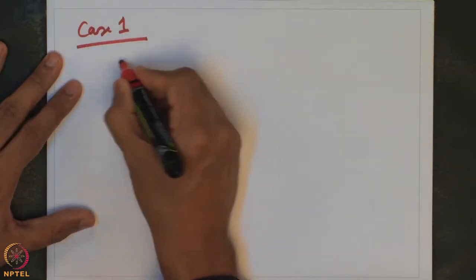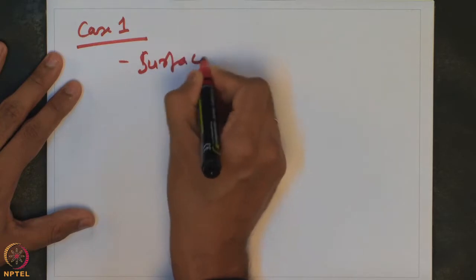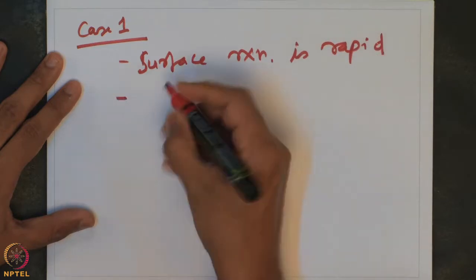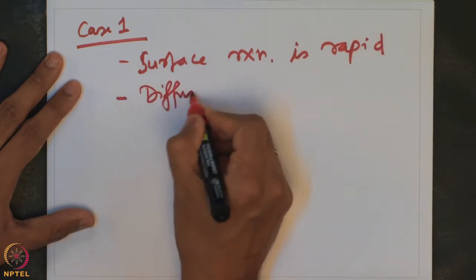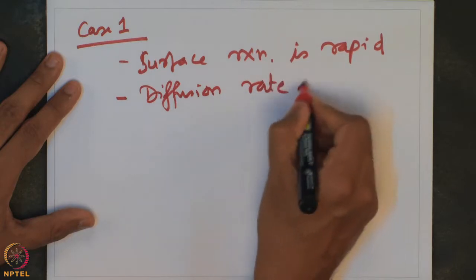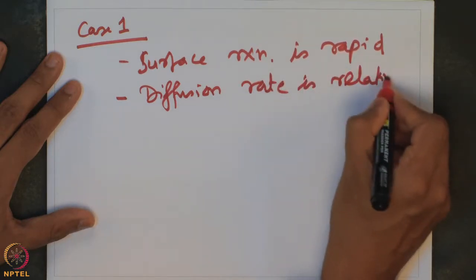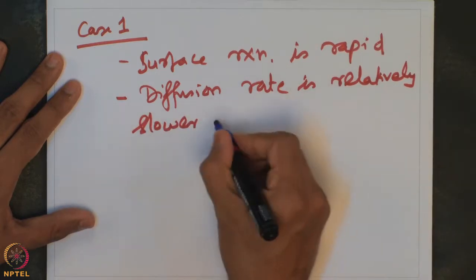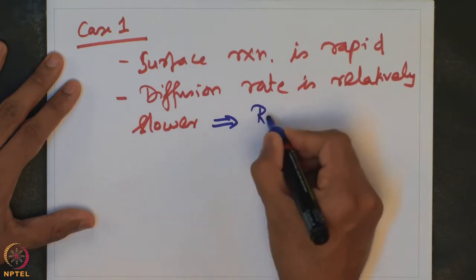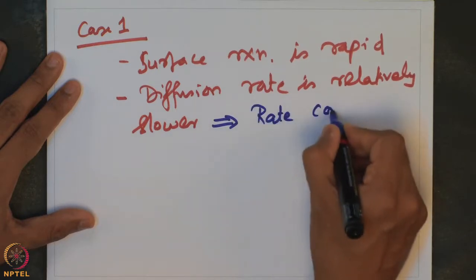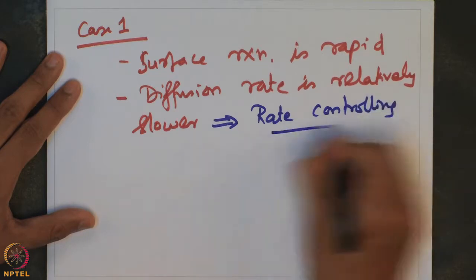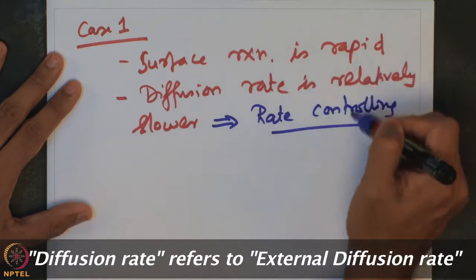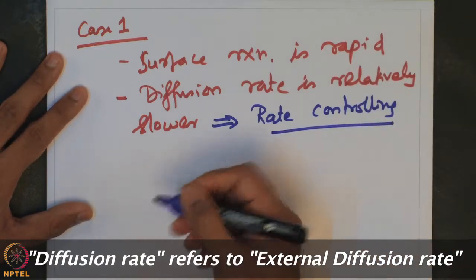where the surface reaction is rapid and the diffusion rate is relatively slower. This means that the diffusion rate is the rate controlling process. So, how can we express or quantify this assumption in terms of the rate that we saw?